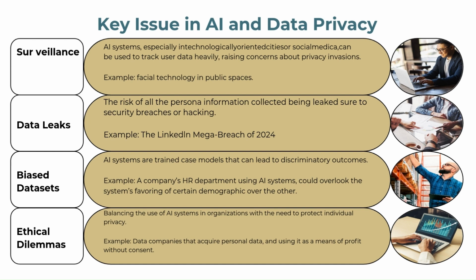Data leaks. With large amounts of personal information being collected, it can be leaked through security breaches and also a large percentage of hacking. Biased data sets. AI systems are trained on case models that are usually man-made, and they can lead to a lot of discriminatory outcomes. And last but not least, ethical dilemmas: balancing the use of AI systems in organizations with the need to protect individual privacy. Data companies that acquire a lot of personal data and sell it to other parties, as third parties, without user consent, end up being a problem, right?